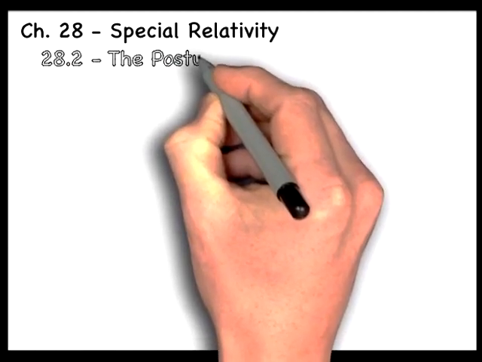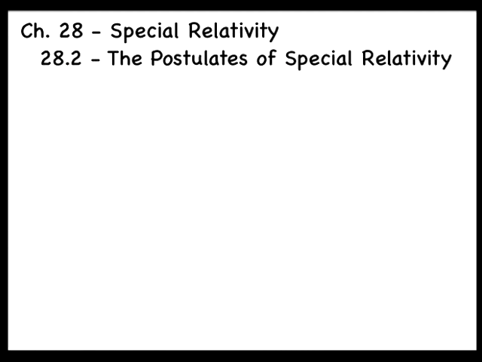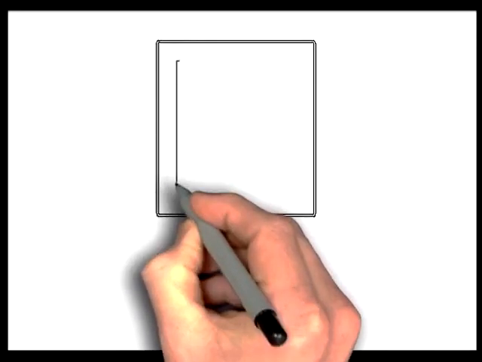Einstein built his theory of relativity on two fundamental assumptions or postulates about the way nature behaves. The first is based on the assumption that the laws of physics are the same in every inertial reference frame.